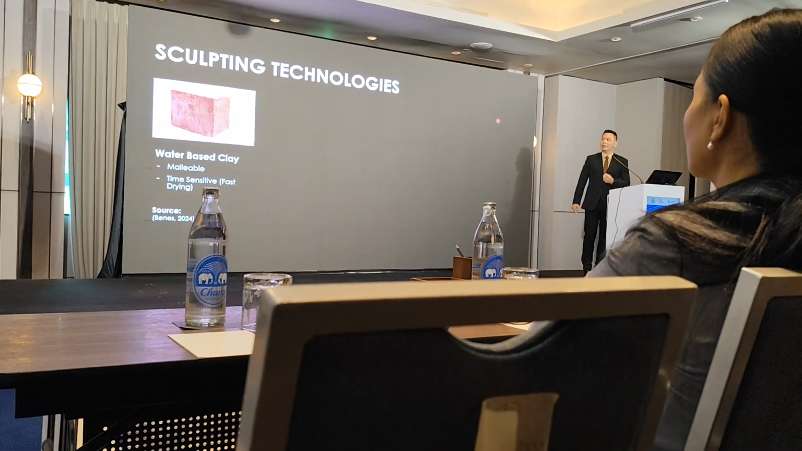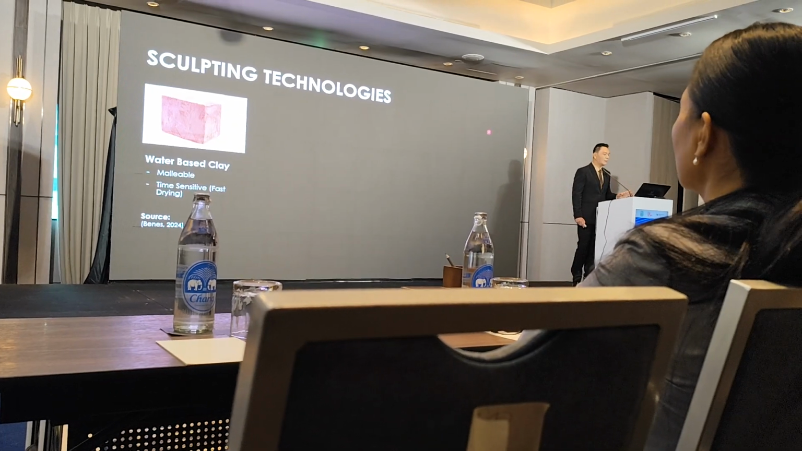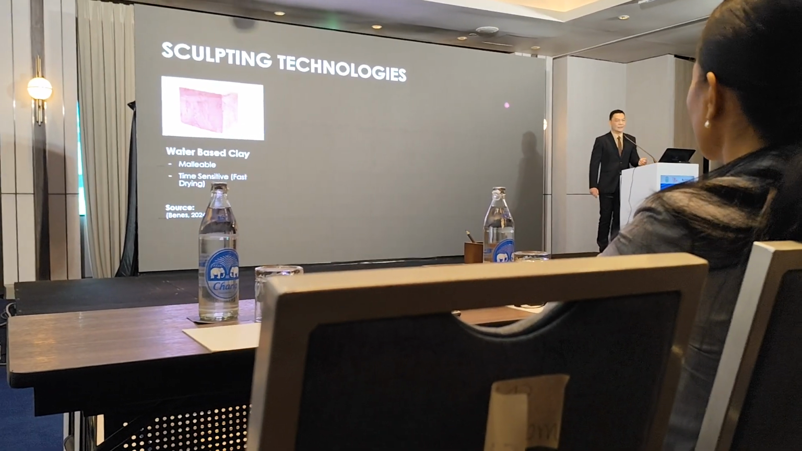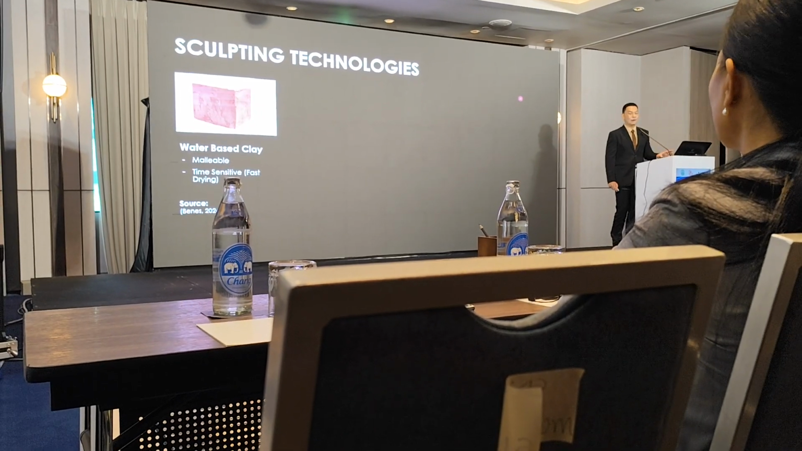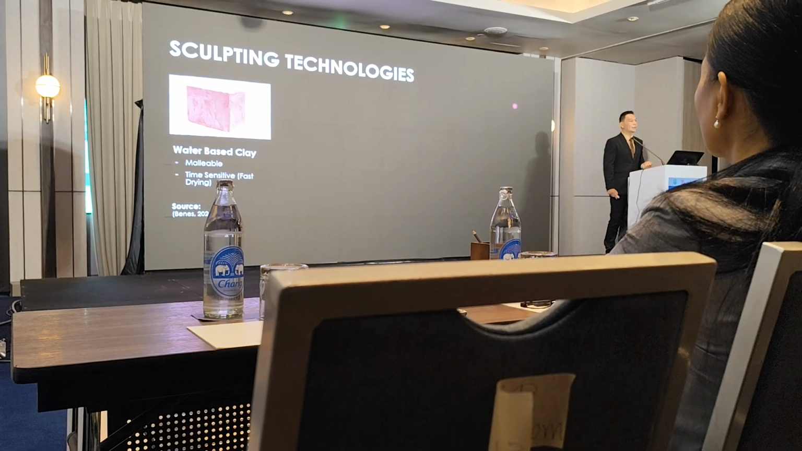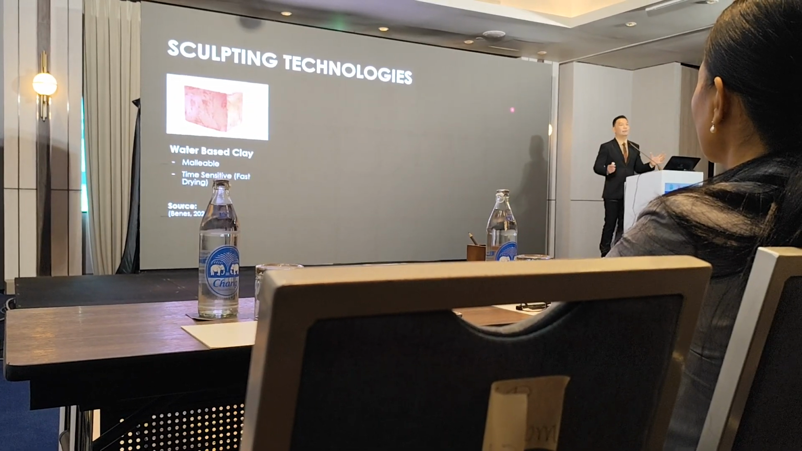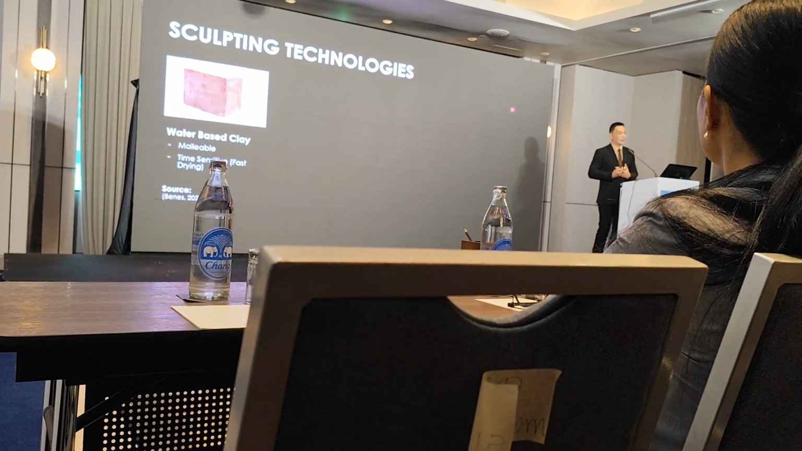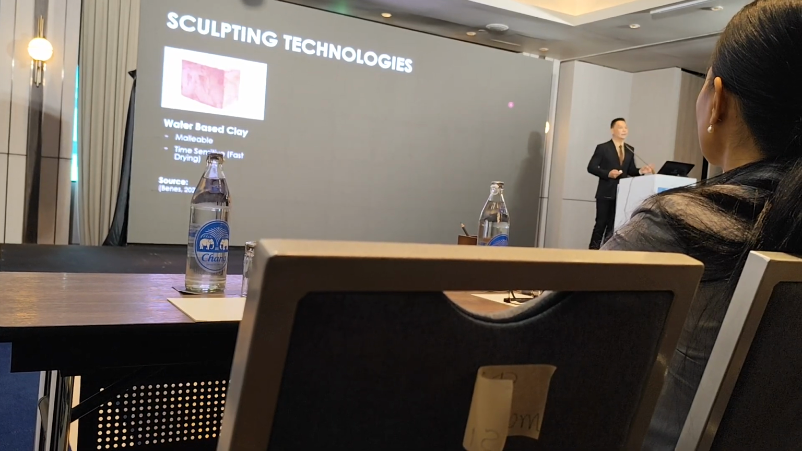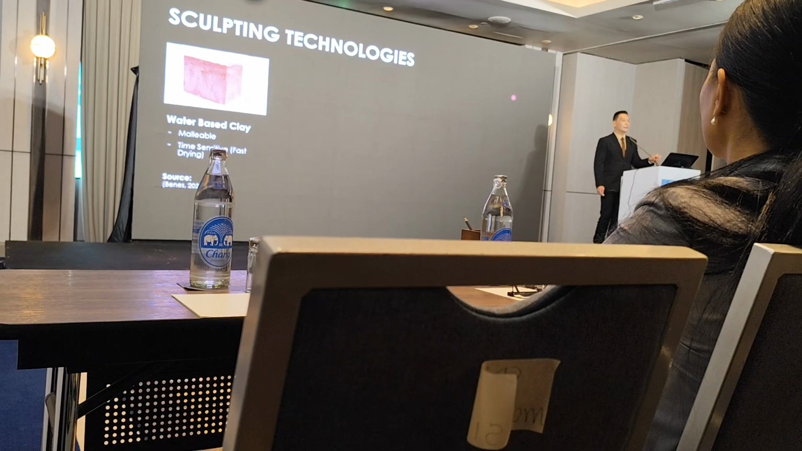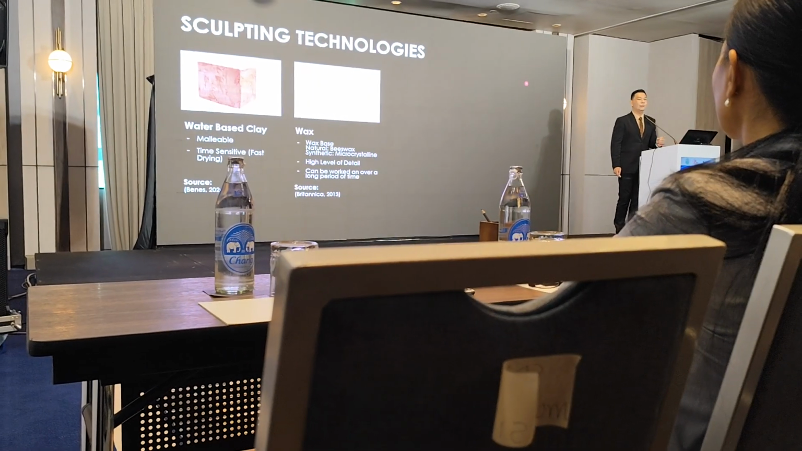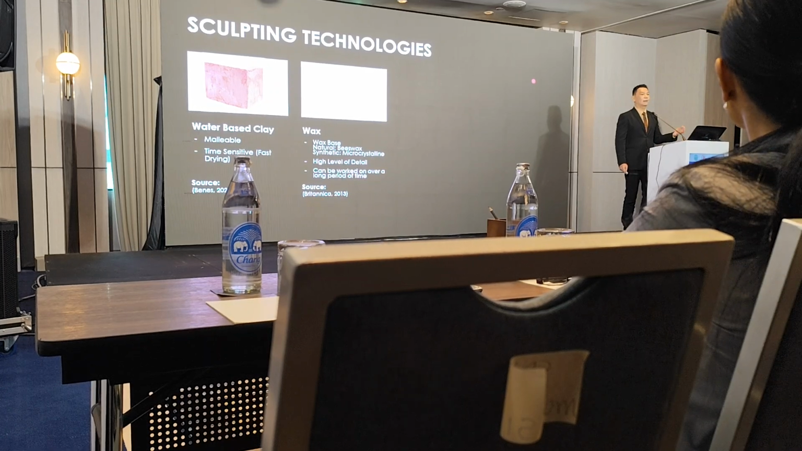So the very first sculpting material that humans used probably was water-based clay, because it's very malleable and easy to use, easy to find, it's everywhere. But the problem with this thing is time sensitive. So you cannot sculpt it and leave it for a long time, or do multiple sessions with water-based clay. So in a way, this was the initial technology.